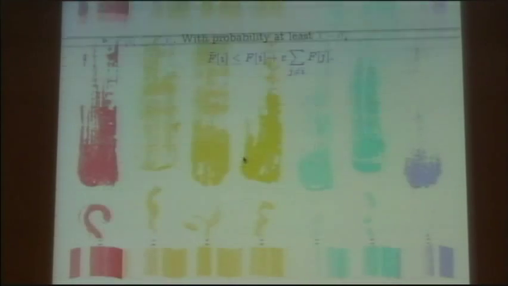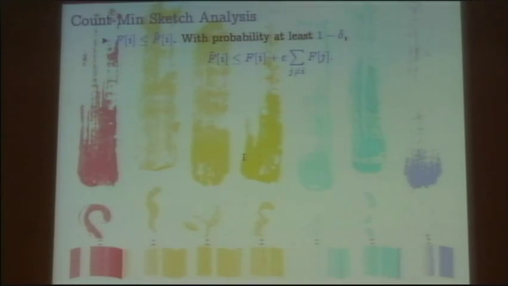So it's a simple algorithm, and what we can show about this data structure is that when there's a query for i, the estimate that we return will always be at least the correct answer. That's a one-sided guarantee. And then with probability at least 1 minus delta, it's going to be at most the correct value f_i, plus something that depends on the sum of all the other items in there. Okay.